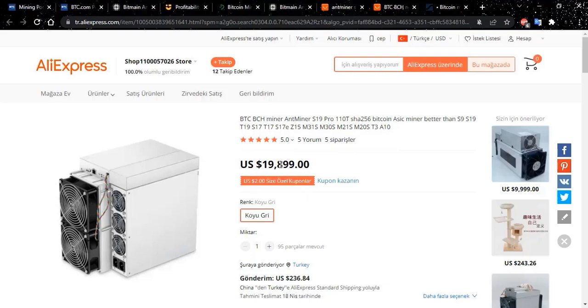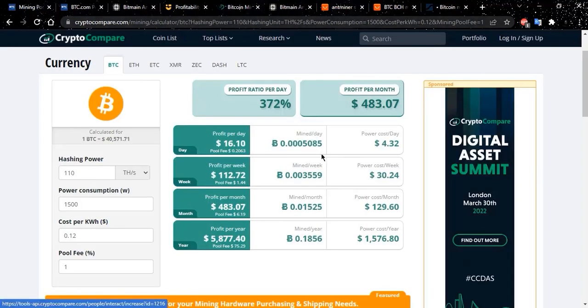See, if you buy this, I mean, we are just imagining. It's not going to be real. It doesn't have to be real. We are just imagining. You buy 10 of them, so the cost will be around 200,000 American dollars. Now, this is the website. We calculate how much profit we make and how much electricity we will pay.